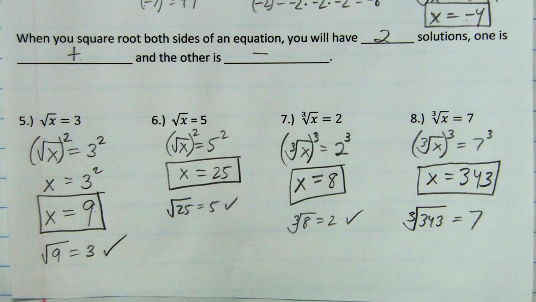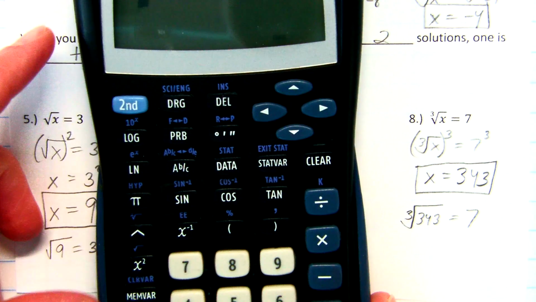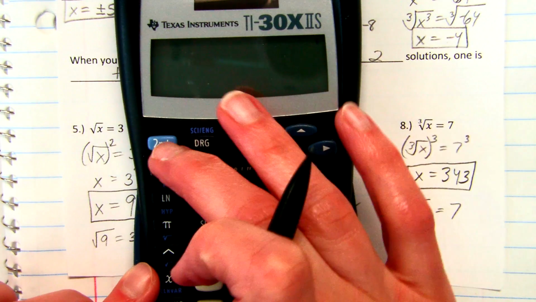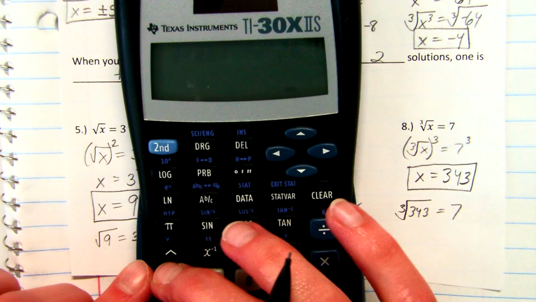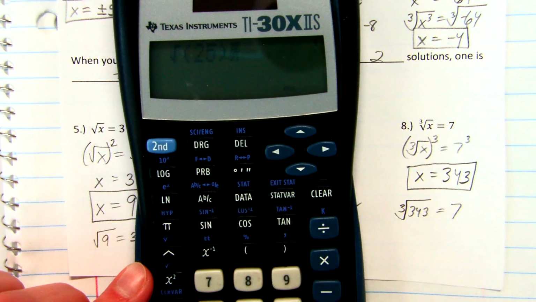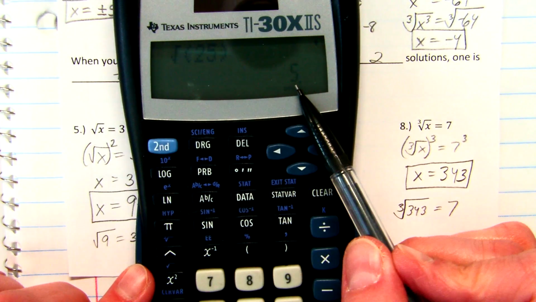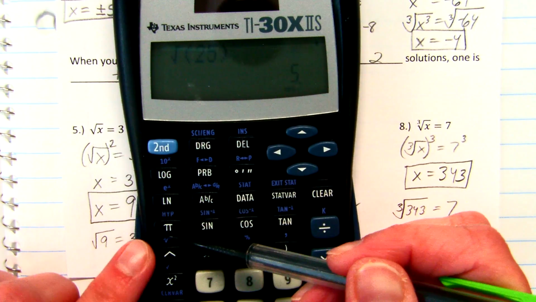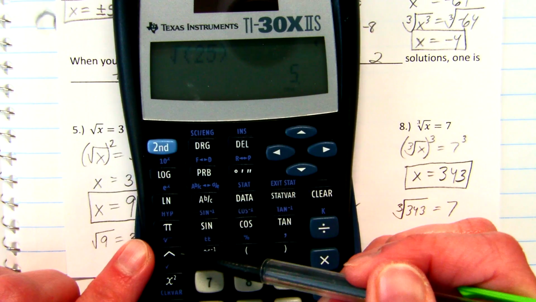And there is a way to check these on your scientific calculator, so I'm going to show you that really quickly. The square root button is right here above this. So if I wanted to do the square root of 25, I could do second and that button and put in 25. And that gives me 5. So the square root is above the x squared. And then there's one that just has an x. It's right here above your power key.